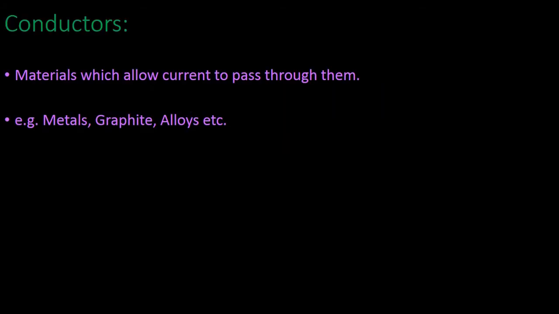Topic is chemical effect of electric current. Before starting the numerical part, first we will discuss some of the general terms. On the basis of current carrying capacity, all the materials have been divided into 3 categories. The first category is conductors. Conductors are those materials which allow current to pass through them. For example, metals, graphite, alloys, etc.